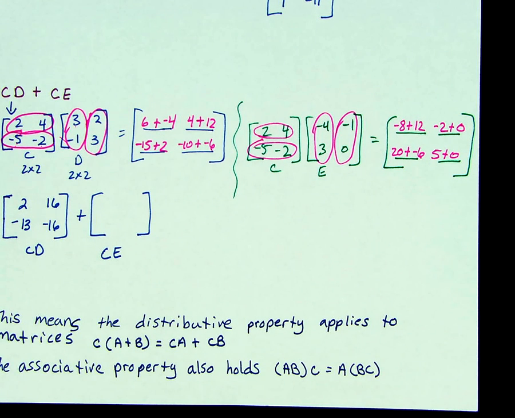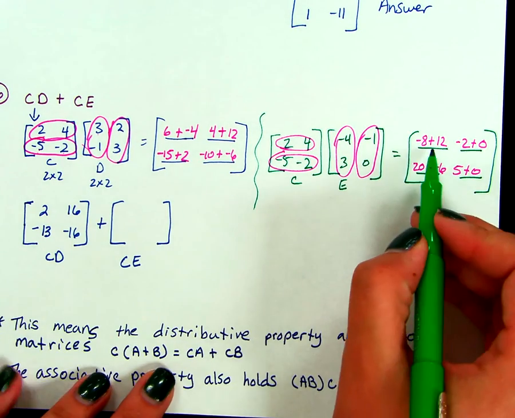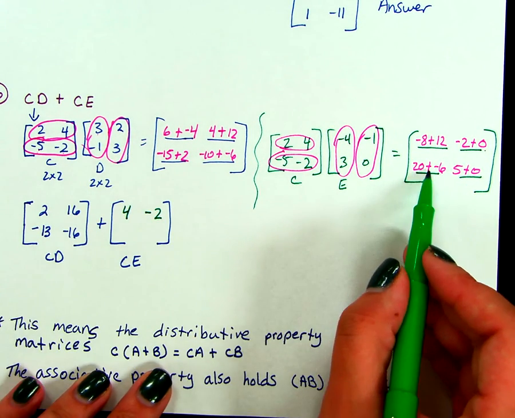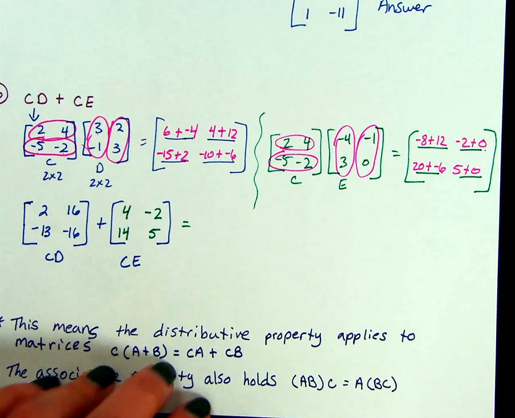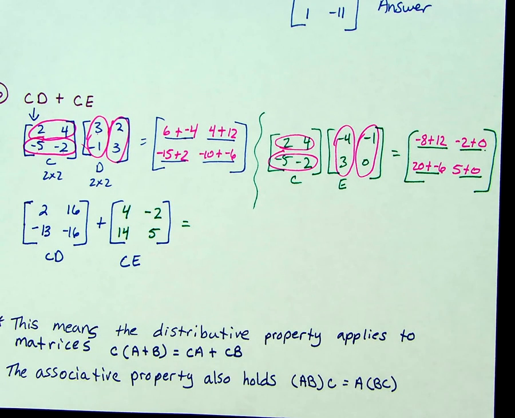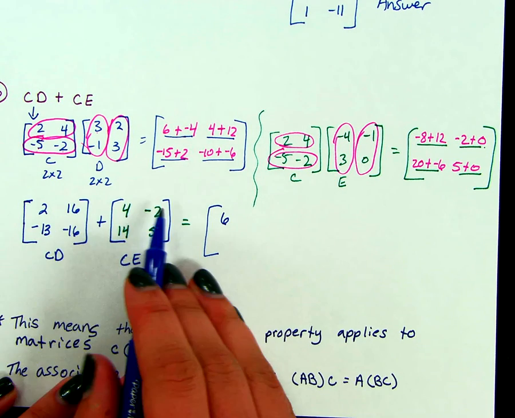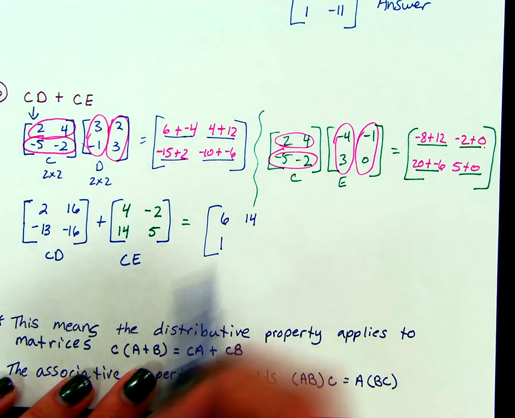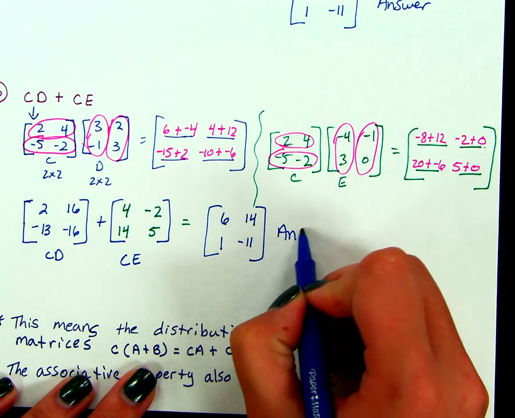So now I'm just going to simplify this problem. So if we have negative 8 plus 12, that will be positive 4. Negative 2 plus 0 is negative 2. 20 plus negative 6 is 14. And 5 plus 0 is 5. Okay, and remember this one was C times E. So now we're going to add those two things to get our final answer. So 2 plus 4 is 6. 16 plus negative 2 is 14. Negative 13 plus 14 is 1. And negative 16 plus 5 is negative 11. So again, this is going to be our final answer for this problem.